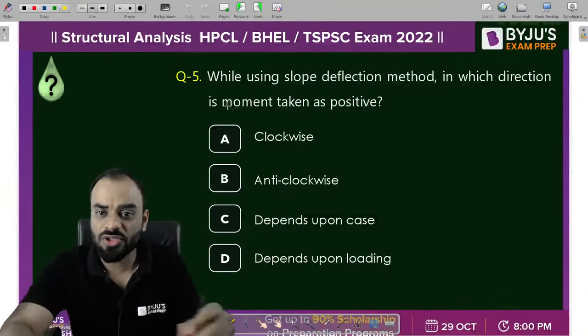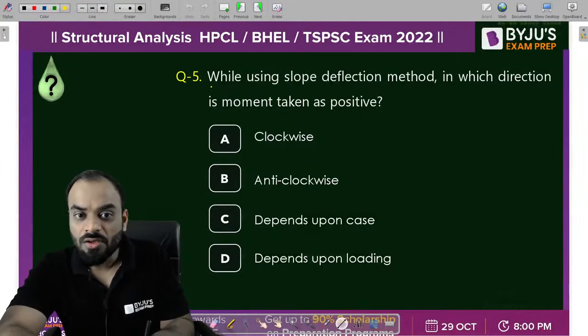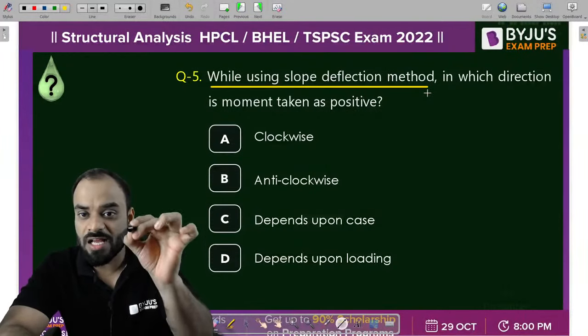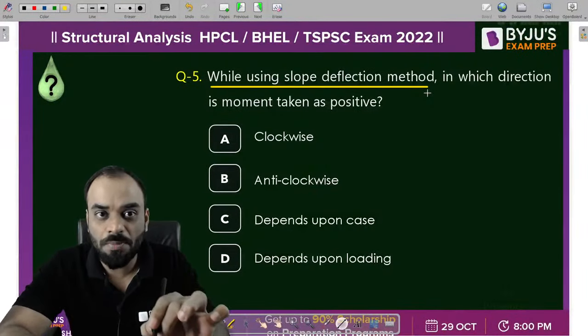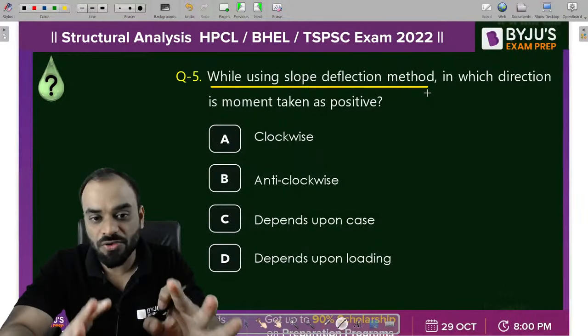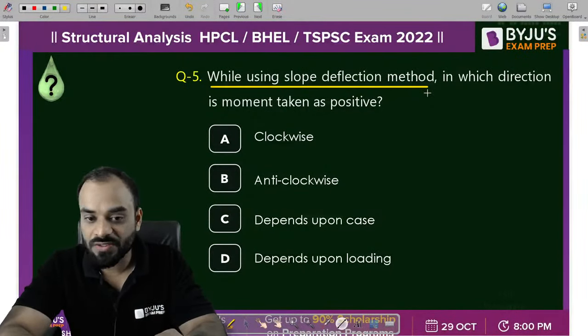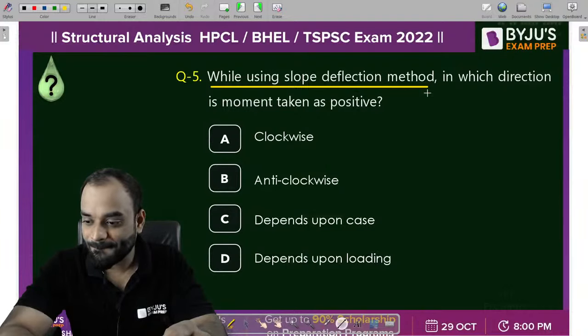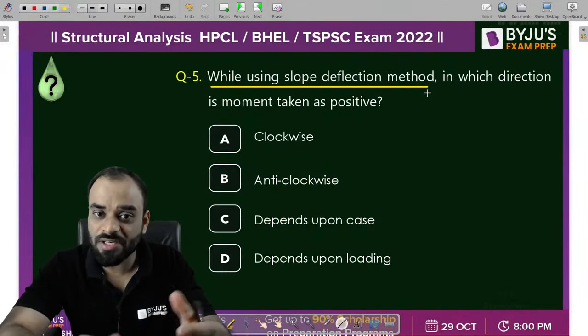Very nice. Next question, guys. While using the slope deflection method, in which direction is the movement taken as positive? It should be clockwise, anti-clockwise, or depend upon the case, depend upon the loading. Tell me, guys, quickly. Anti-clockwise. That means anti-clockwise movement is positive.